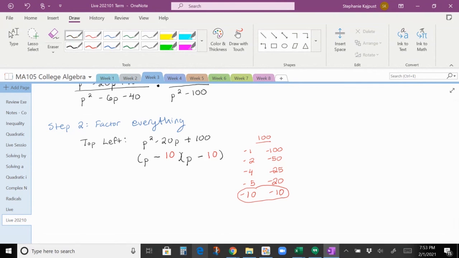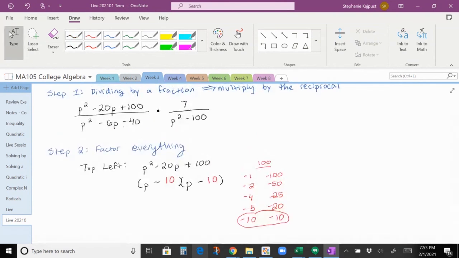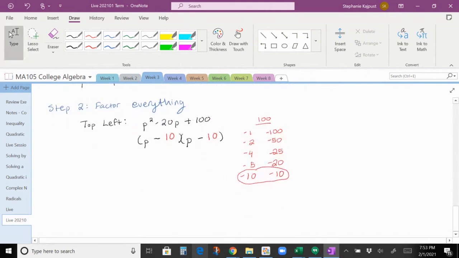And so now we want to move on to the bottom left. Let's go to the next one.